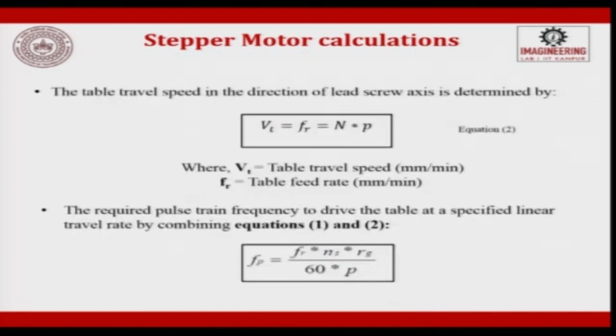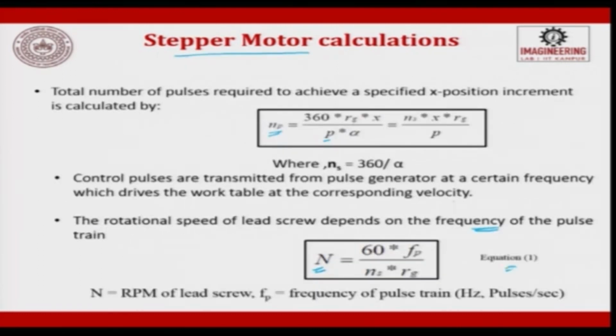The table traverse speed in the direction of the lead screw can be found out. Vt is nothing but Fr, that is nothing but N into P, where P is the pitch, Vt is the table travel speed, Fr is the feed rate. So, table speed equal to feed rate equal to N into P. The required pulse train to drive the table at a specified linear travel is found by combining equation 1 and 2.